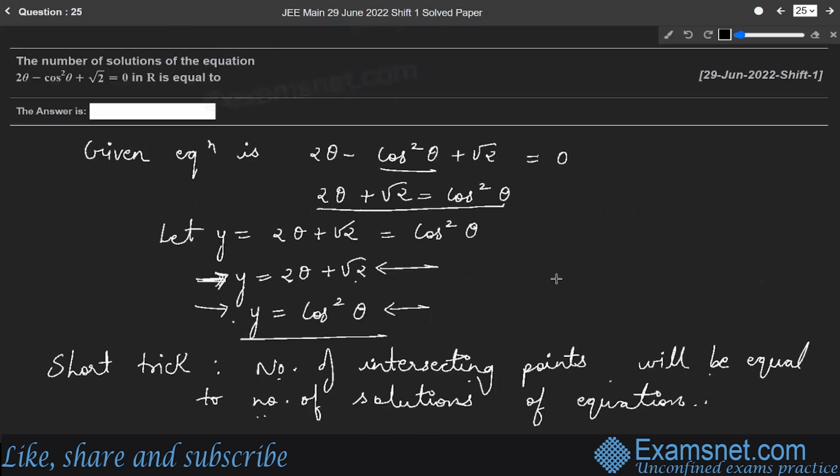Therefore, for this question, the correct answer is 1. I hope you are clear with this question. The main trick here is you just have to identify the number of intersecting points, because that will be equal to the number of solutions. All right, so I hope you are clear with this question.